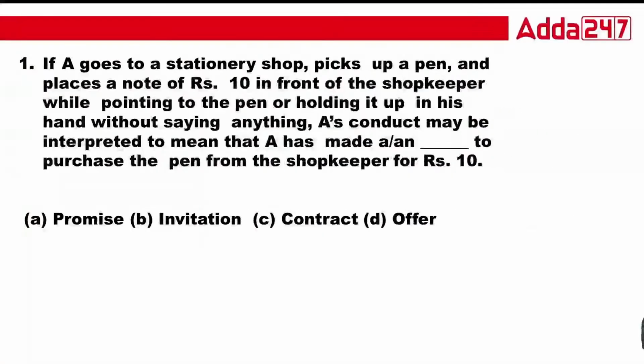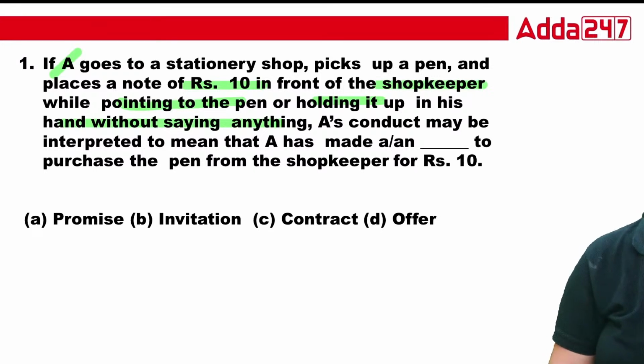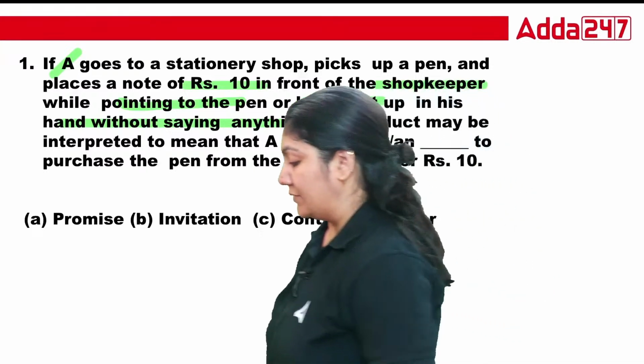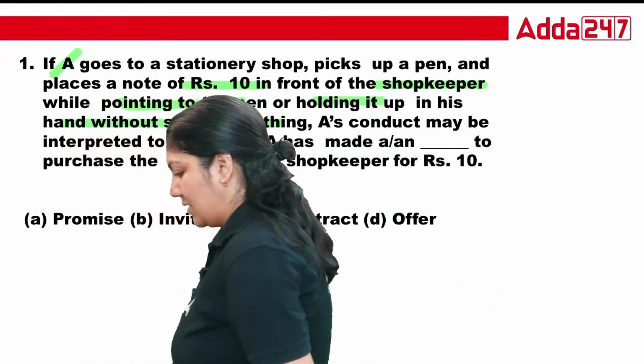Now let's start with the questions. Now see the question. If A goes to a stationery shop, picks up a pen and places a note of ₹10 in front of the shopkeeper while pointing to the pen and holding it up in his own hand without saying anything, A's conduct may be interpreted to mean that A has made a dash to purchase the pen from the shopkeeper. So whether it is a promise, invitation, contract or offer, tell me. What is the right answer?